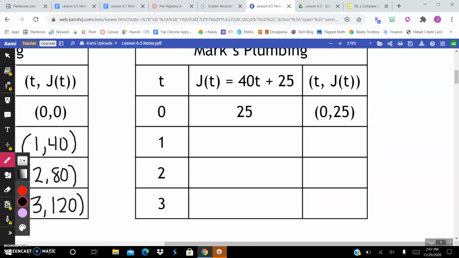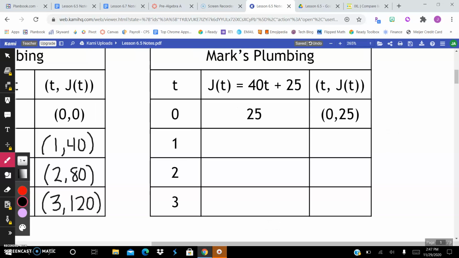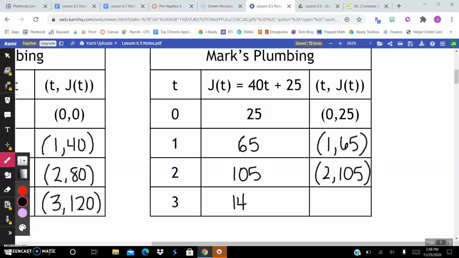Over here, for Mark's, we would have to do 40 times 1, which is 40. And then we would add 25, so we would have a total of 65. So the ordered pair is (1, 65). For 2 hours, we would do 40 times 2, which is 80. And then we would add 25 to 80, so we would have 105. So for 2 hours, Mark would charge $105. And then for 3 hours, 40 times 3 is 120. 120 plus 25 is 145. So our ordered pair would be (3, 145).